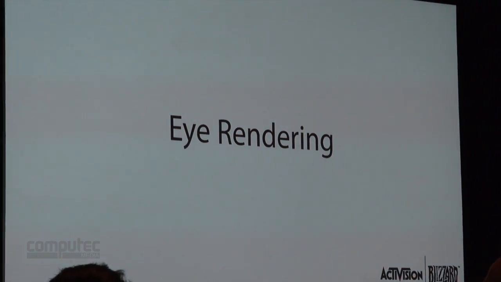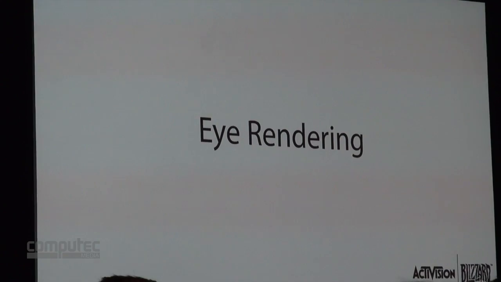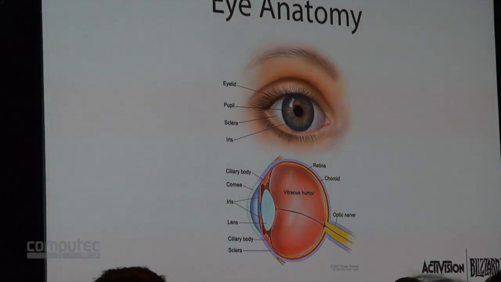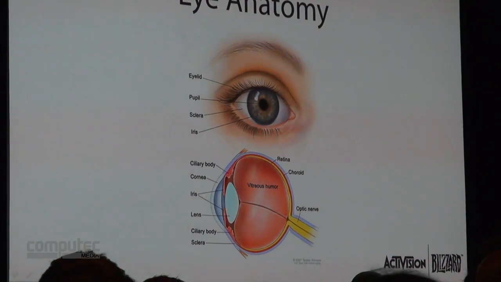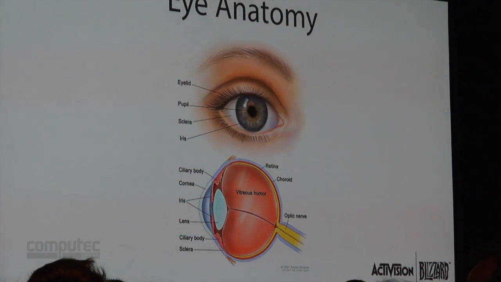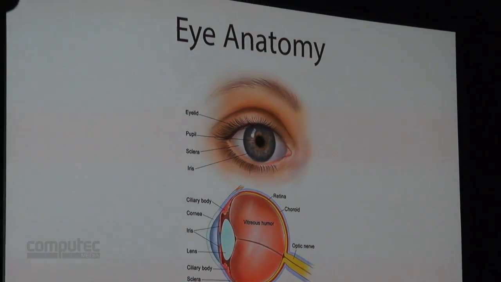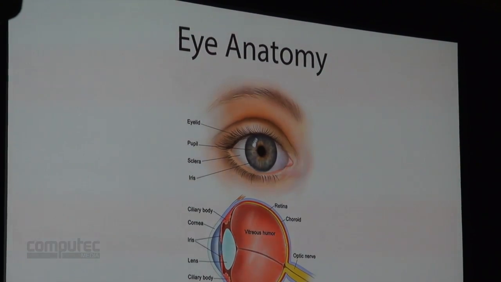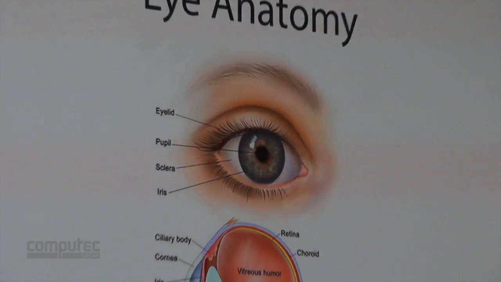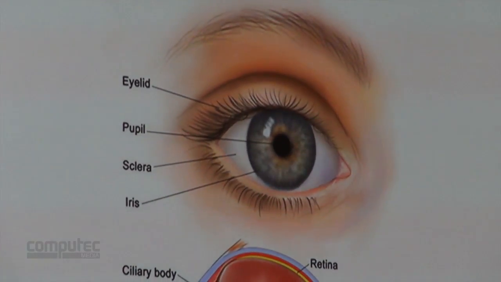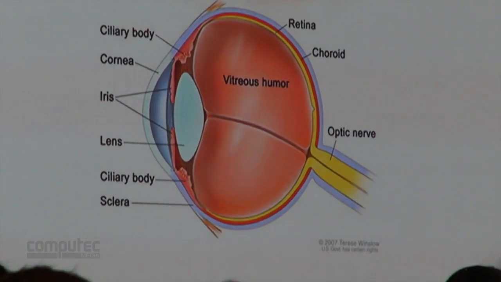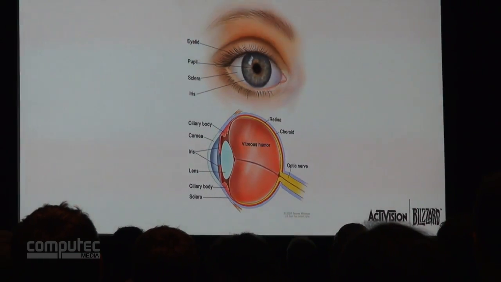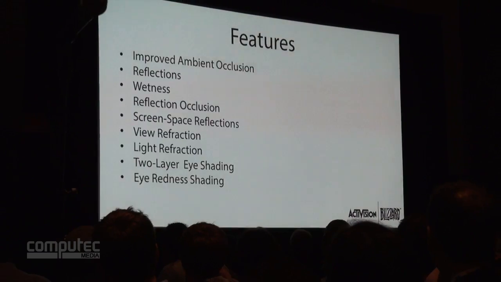So the next topic I want to talk about is eye shading. A lot of you will already know this, but let me quickly review the most important eye parts. The sclera is the white part of the eye, the iris is the color part, and the pupil is the black part inside of the iris. And finally, the cornea is the thin transparent layer that covers all these elements and is the origin of the refraction phenomenon happening in the eye.